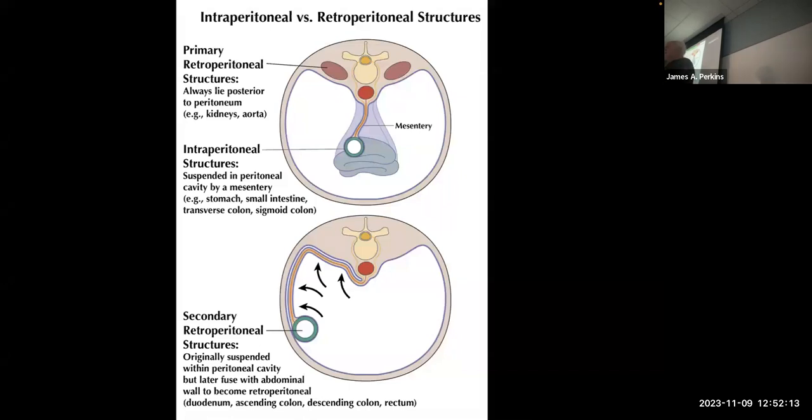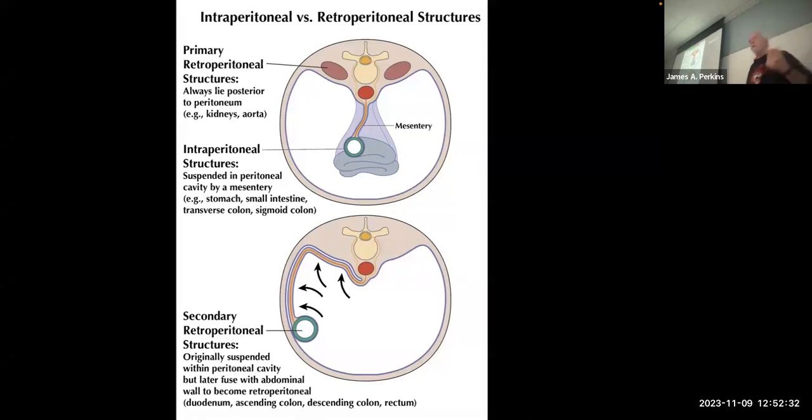But they're still firmly anchored to the posterior abdominal wall, but they're basically free to move around in the abdomen, to the extent that the mesentery lets them move around. So you can think of them as basically hanging by mesentery within the peritoneal cavity.